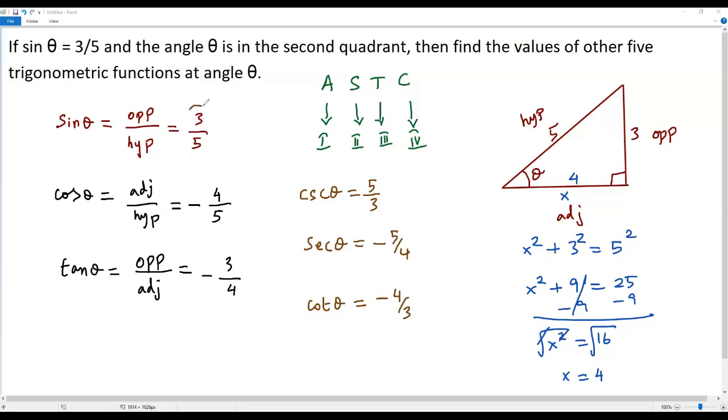So the value of sine theta is already given, 3 over 5, and I got the remaining 5 trigonometric functions: cosine, tangent, cosecant, secant, and cotangent.